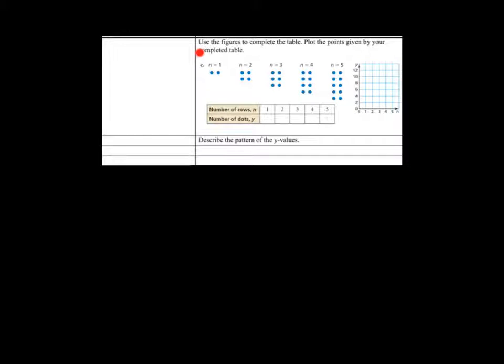Okay, so it says use the figures to complete the table. Plot the points given by your completed table. So notice here that we have a table that says number of rows n, and they are given values 1, 2, 3, 4, 5. And then it says number of dots y. So using this concrete model, we filled in this bottom row of our table. So I see that when there is one row, there are 2 dots. When there are 2 rows, there are 4 dots. 3 rows is 6 dots. 4 rows is 8. And 5 rows was 10 dots.